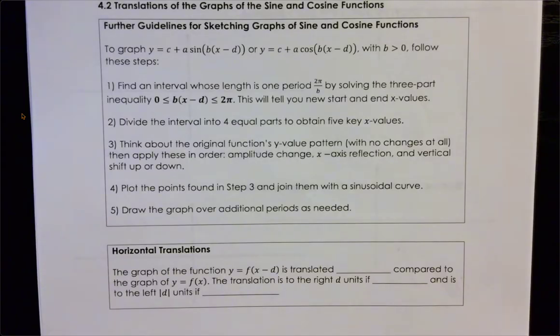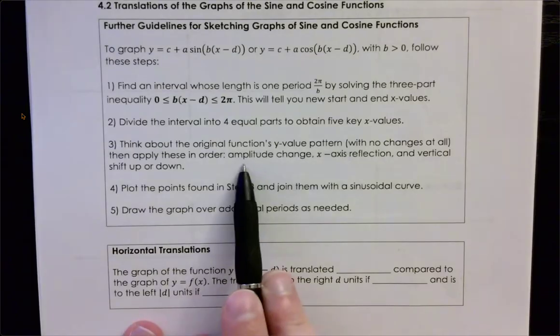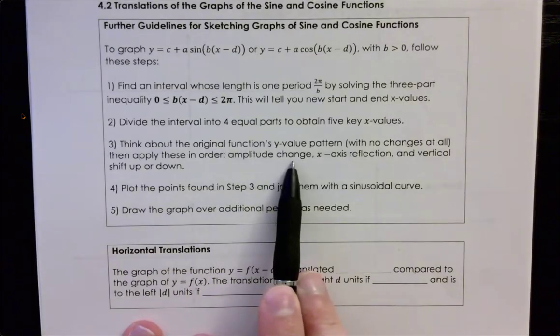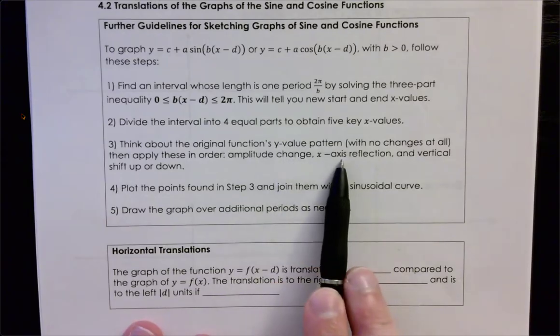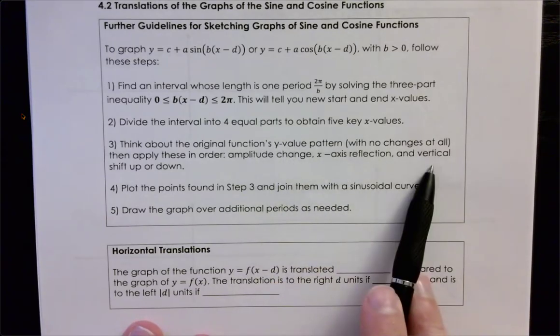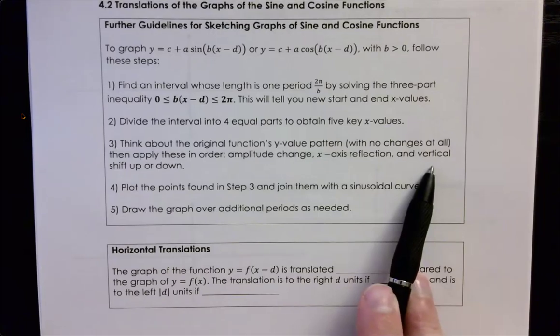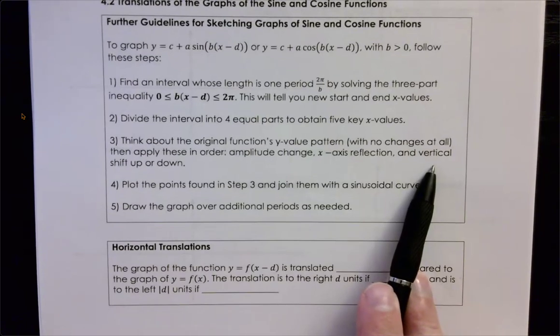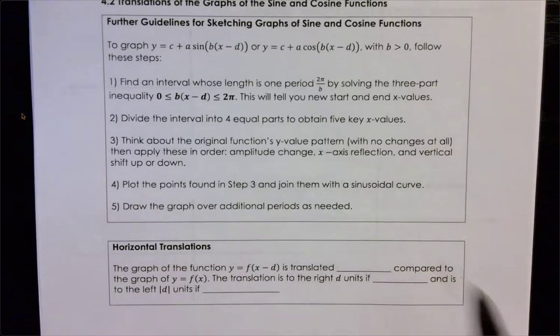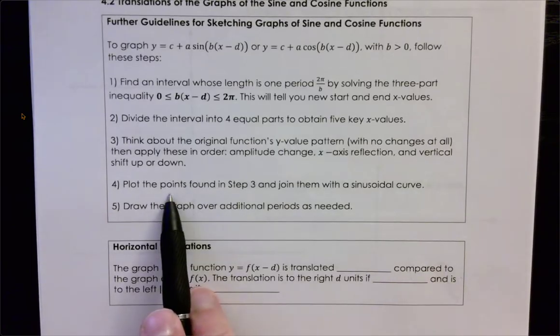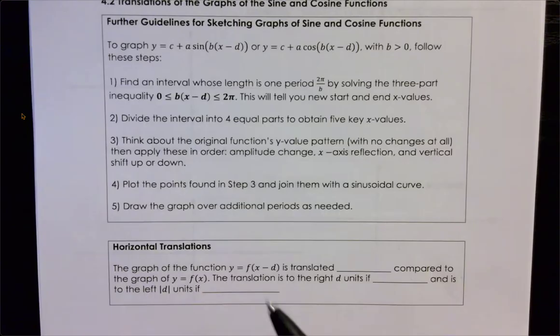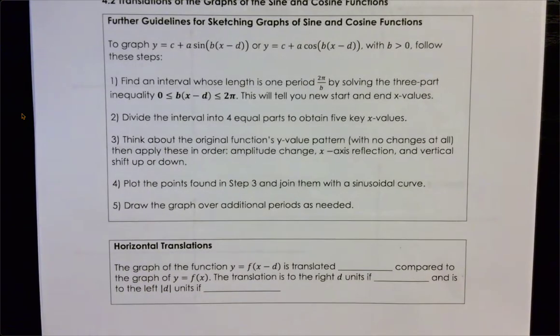And then we want to apply these in order. If there's an amplitude change, we take care of that first. X-axis reflection, and then a vertical shift up or down. Those all affect the y values. We want to plot the points that we find in step 3 and draw over additional periods as needed.